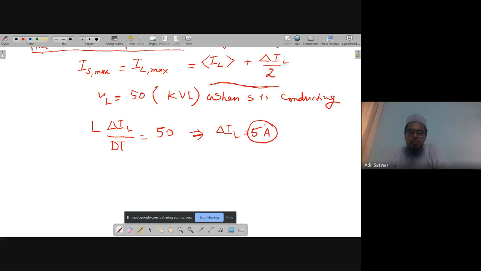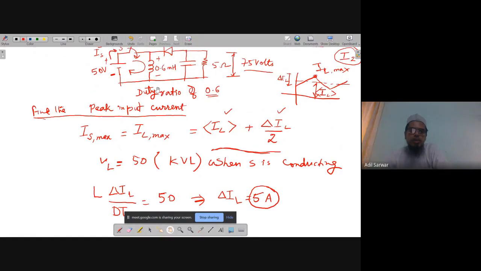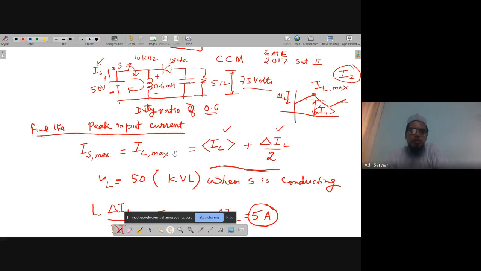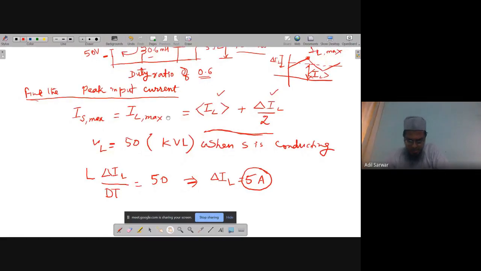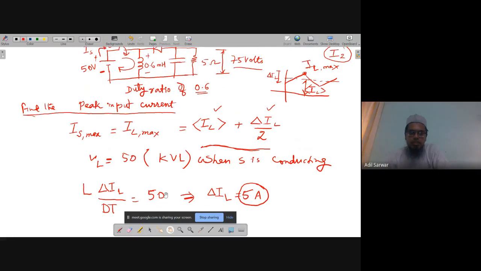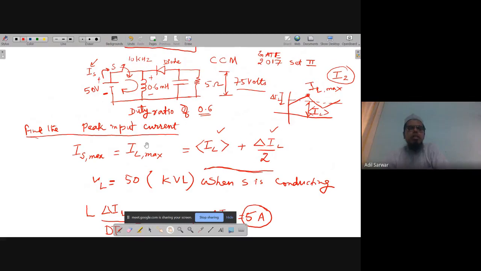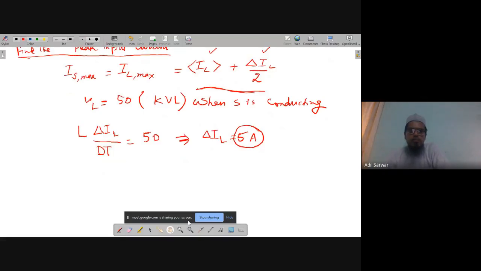Please check this. Delta IL is 5 amperes because L is given. L is 0.6 millihenry, the duty ratio D is 0.6, the input voltage is 50, that I have written already, and the frequency is 10 kilohertz, which is also given. If you put in all the values, you can find the value of delta IL, which will come out to be 5 amperes.